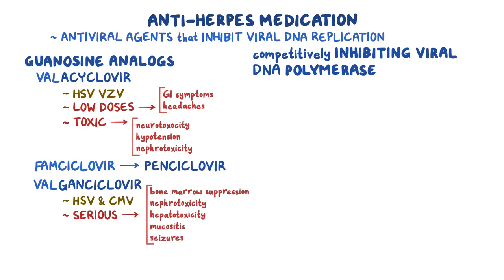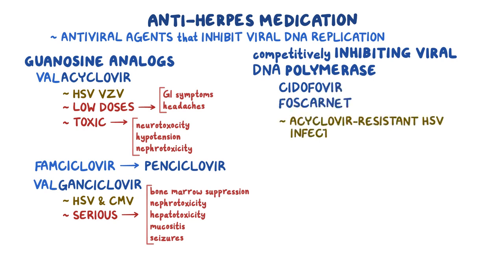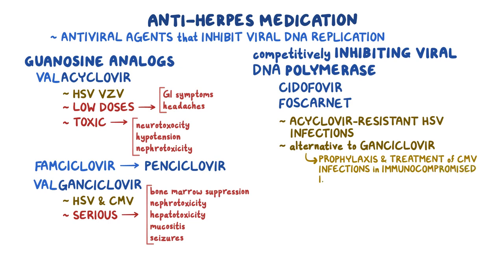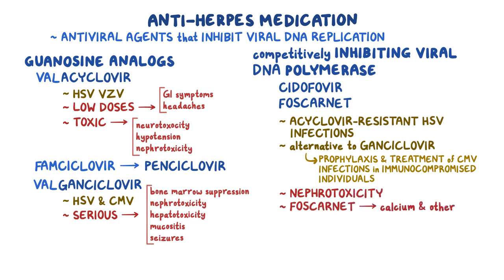The viral DNA polymerase inhibitors are cidofovir and foscarnet, which are used for acyclovir-resistant HSV infections, and as an alternative to ganciclovir for the prophylaxis and treatment of CMV infections in immunocompromised individuals. The main side effect of cidofovir and foscarnet is nephrotoxicity. Foscarnet also causes calcium and other electrolyte imbalances, which can lead to headaches, hallucinations, and seizures.